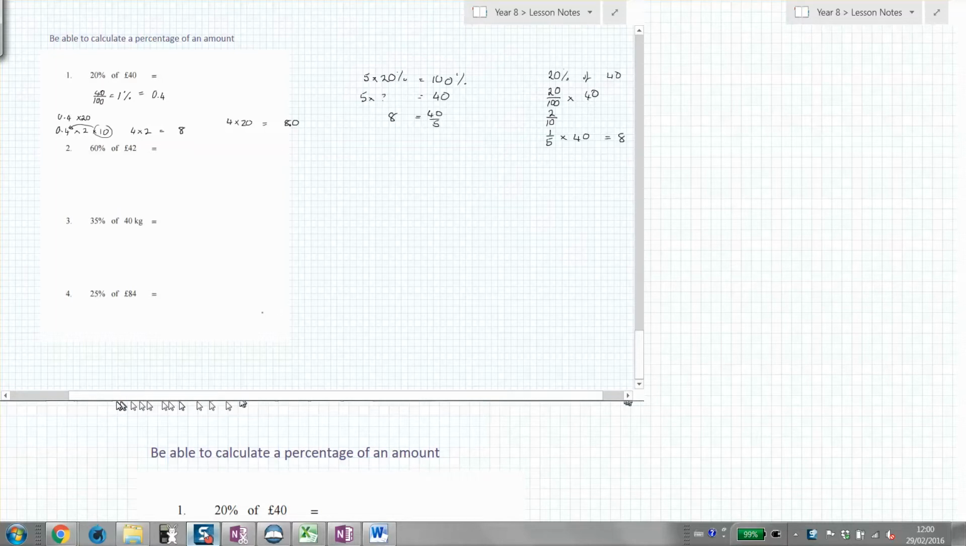So for instance, 25% of something, I would use Daniel's method, because it's divided by 4. So 84 divided by 4 is 21. That's the quick way there, nice and easy.